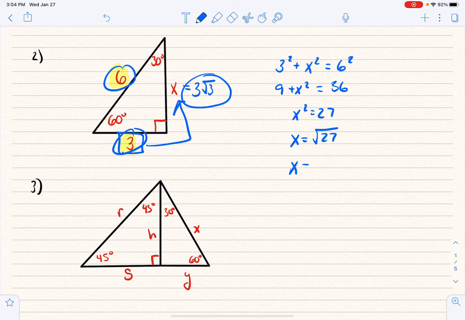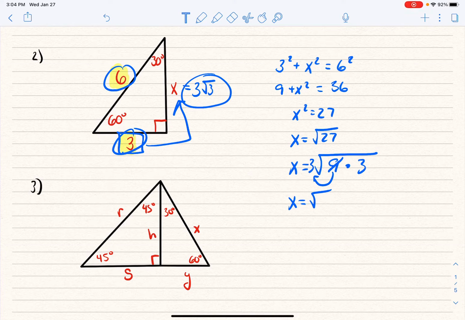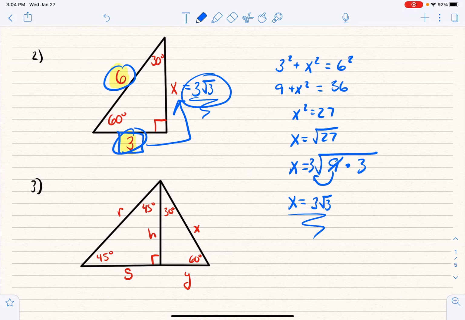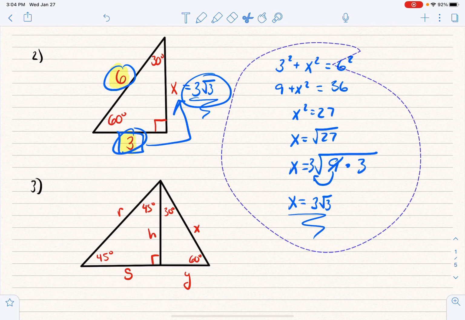Well, those are the same number, because realize that 27 is 9 times 3, and I know that the square root of 9 is 3. So we know that the square root of 27 is the same thing as 3 times the square root of 3. Okay? And so we can see it either way. You can use special right triangles and come up with this answer. You can use the Pythagorean theorem and come up with this answer. Either way, you're going to get the same answer.